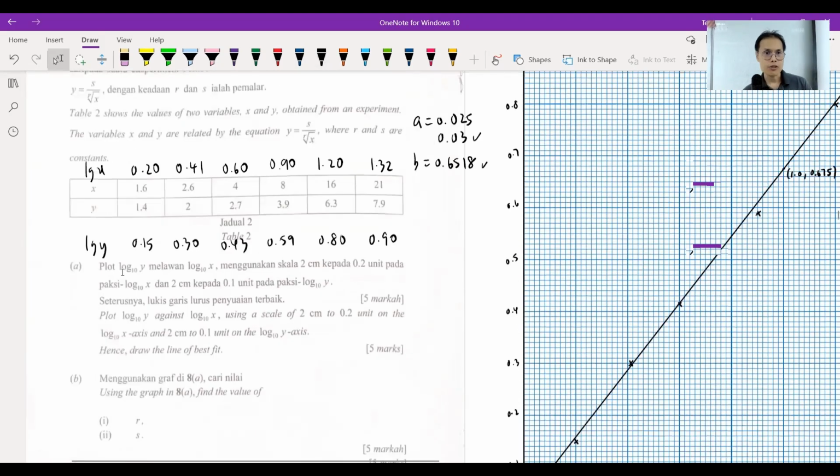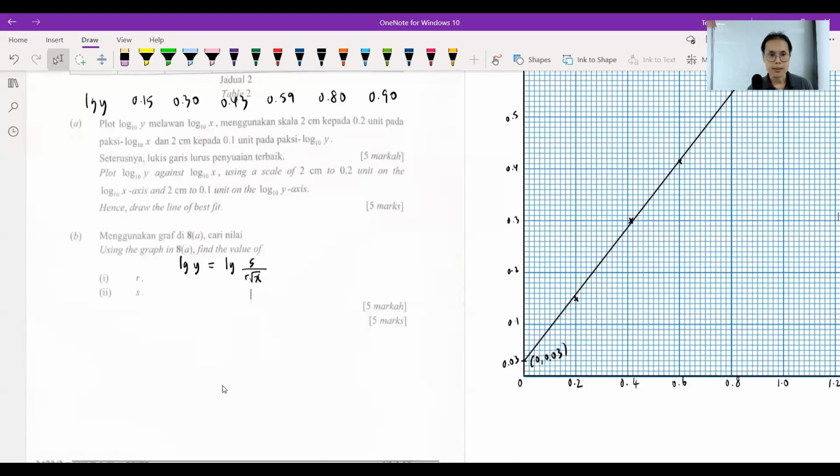Now we know the equation, the original equation is given like this, right? So we're going to introduce log on both sides of the equation. So let me do it here. Lg y is now Lg of s over the r-th root of x. Okay, so let's just split this. Lg y equals Lg s minus Lg x to the power 1 over r. Bring the power 1 over r in front. So it's negative 1 over r Lg x plus Lg s.